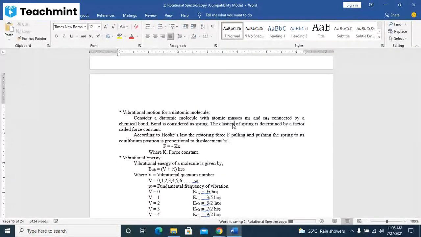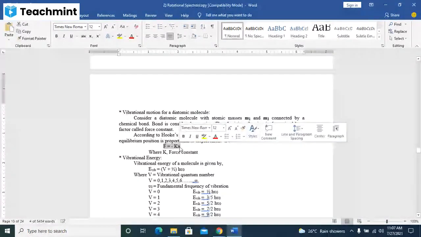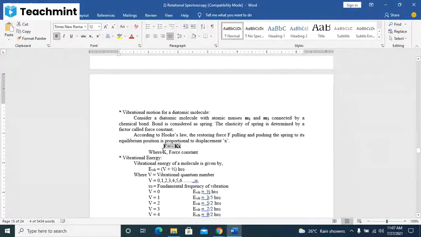The elasticity of the spring is determined by the factor called the force constant. According to Hooke's law, the restoring force F, pulling and pushing the spring to its equilibrium position, is proportional to the displacement x, and F is equal to minus kx. You have already studied this in the 12th also, where k is the force constant.